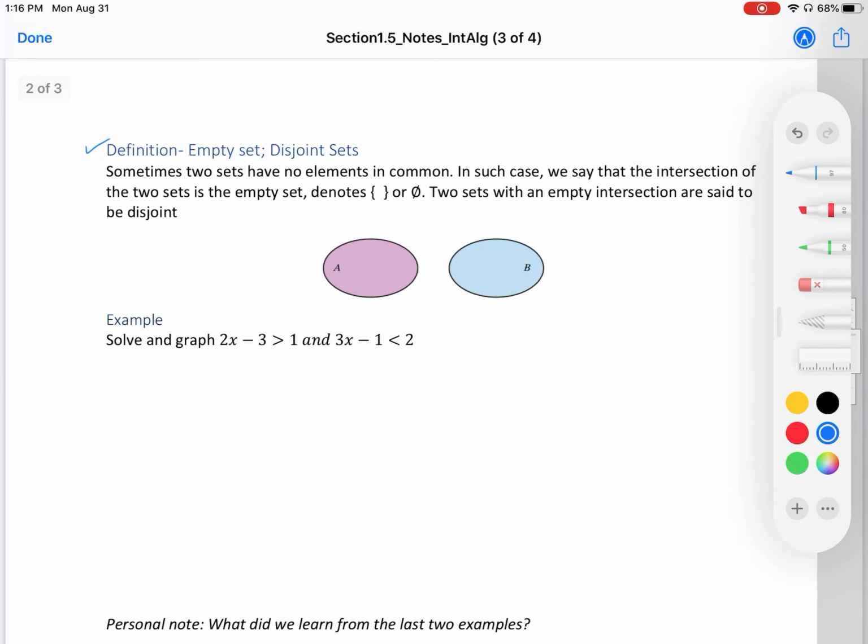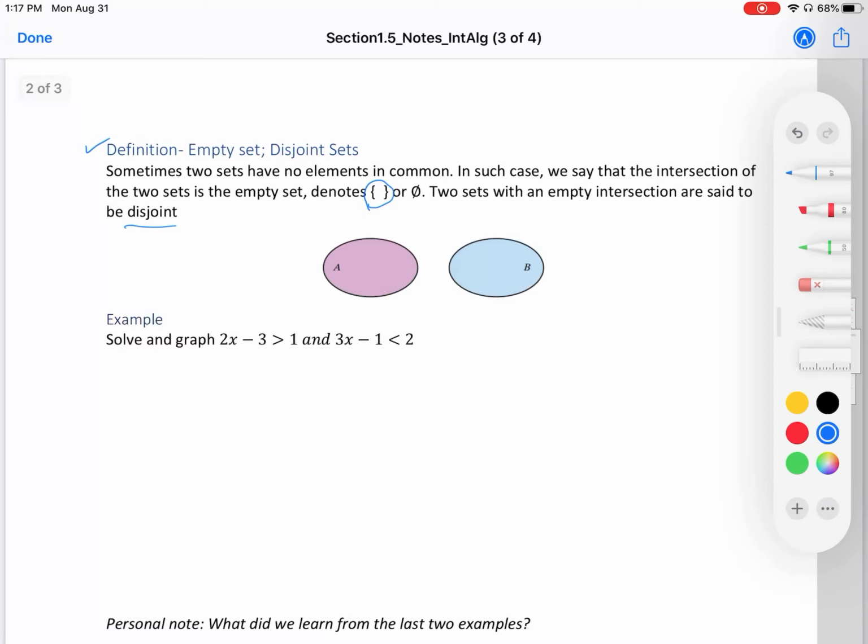Next definition, empty set or disjoint sets. Sometimes two sets have no elements in common. In such a case, we say that the intersection of the two sets is an empty set, denoted by empty curly brackets or a zero with a line through it. Two sets with an empty intersection are said to be disjoint. Here we have a picture and we see that there are two sets, set A and set B, and they don't overlap at all. They are disjoint. That's what the image is showing.